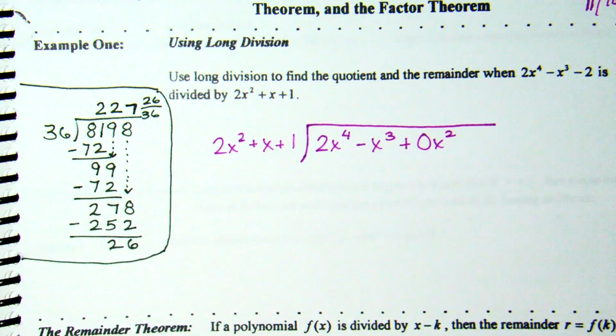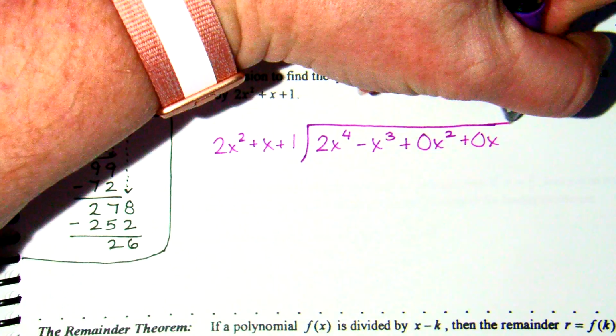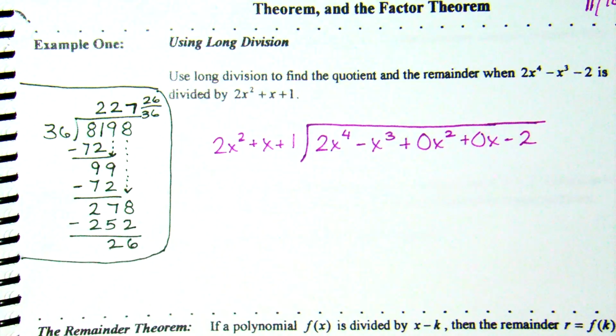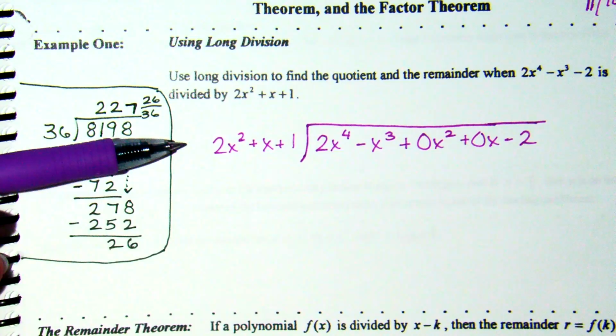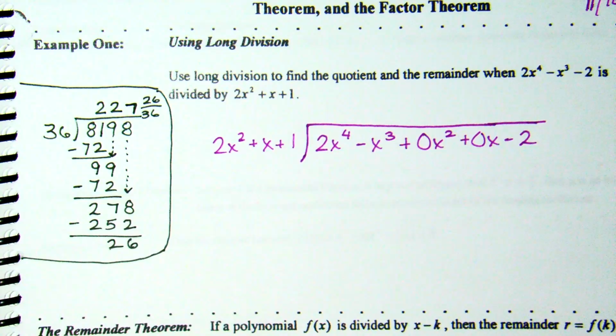What should come after an x to the second term? An x to the first. Do I have x to the first? No, so I'm going to put plus 0x. And then minus 2, because after your x to the first is your constant. Okay, so do be on the lookout. If there are missing place values, you put zeros in there. And the same would be true out here in the divisor as well. Okay, we ready to try this?